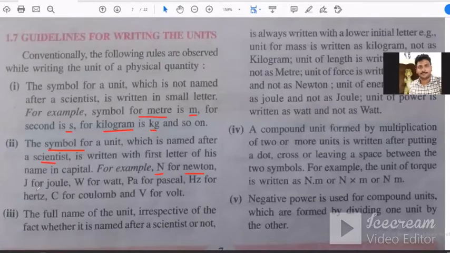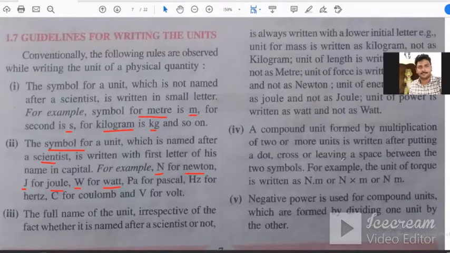Next one, the SI unit of energy is joule. Joule is the name of a scientist, James Prescott Joule. If you are writing its full form, it should start with a small j, but when writing its symbol, it should be capital J. Similarly, James Watt, unit of power. Watt should start with a small letter, but if you want to write the symbol, it should be a capital letter. Okay, so this is all we have to follow.